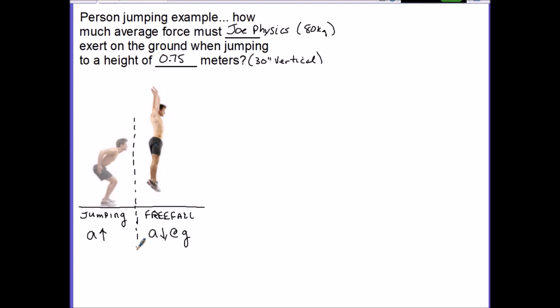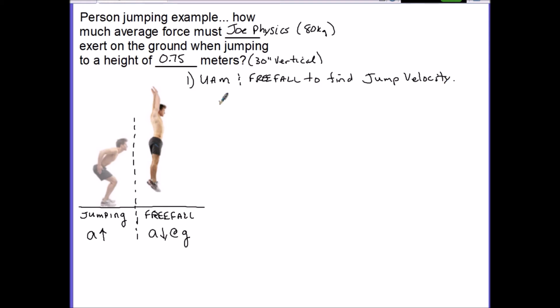Now, where do we begin? Based on this, it looks like we actually have enough information to determine how fast they left the ground. They went to a height of 0.75 meters, or 30-inch vertical. Let's start, number one, by using UAM equations and free fall, and we're going to use that to find the jump velocity, how fast they left the ground.